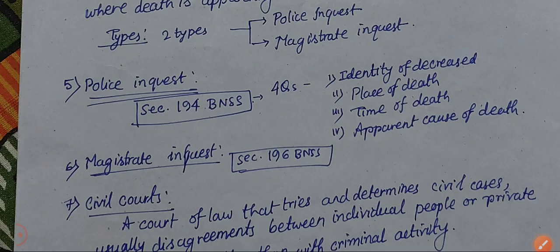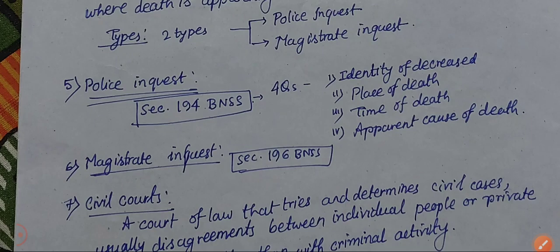Indications of the magistrate inquest: in which cases is the magistrate inquest mainly done? Death in a police encounter, death in police custody, rape in police custody, disappearance or death of a person in police custody or during police interrogation, death of a convict in jail or of a juvenile offender in a remand home. Exhumation, that is where the body is dug out of a grave. Rape alleged to have been committed on any woman in the custody of the police.